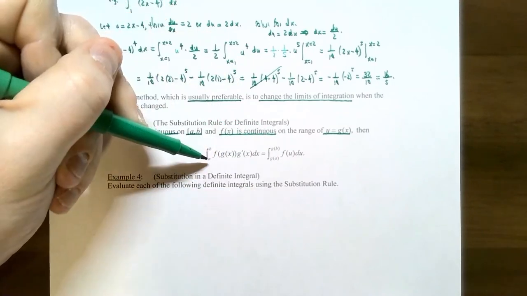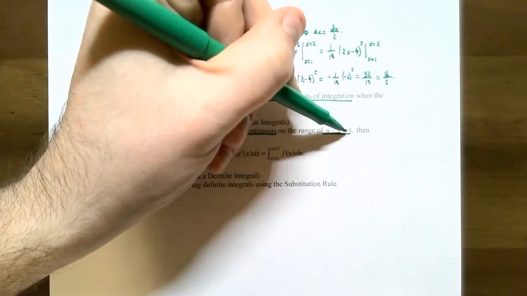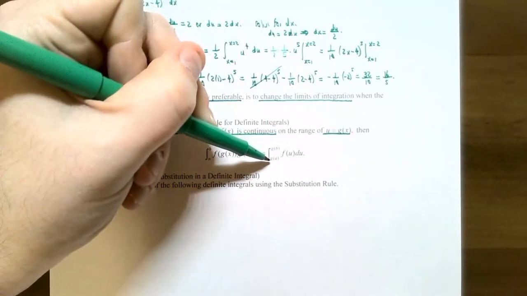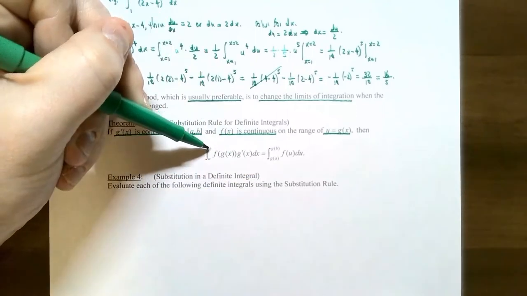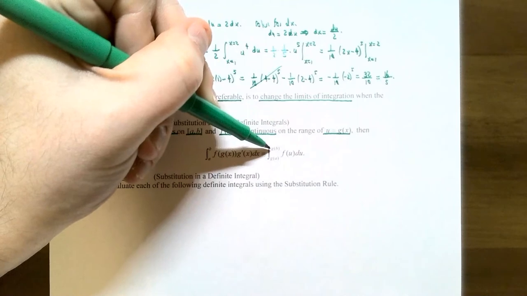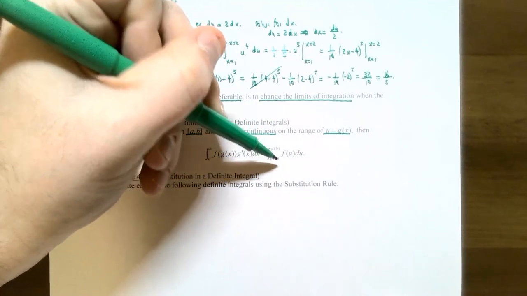So how do you find the new limits of integration? Well, you take your x value, a, you substitute it into your substitution to find g of a, and that's your new lower limit of integration. And x equals b, same idea, that becomes your upper limit of integration in terms of u's. So this is u equals g of b and u equals g of a.